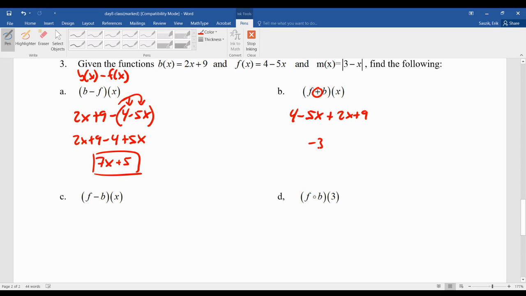-5x and 2x is -3x. I get in the habit of always writing my x terms first. Put the plain numbers in the back. Now remember, this negative belongs to the 5x. So now when you combine, it's actually 4 plus 9, which is 13. Okay?